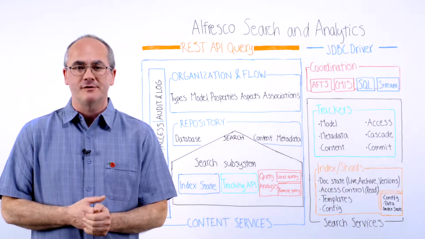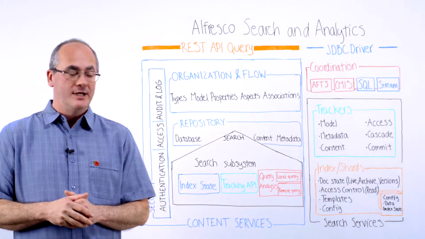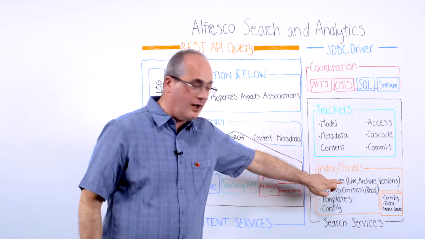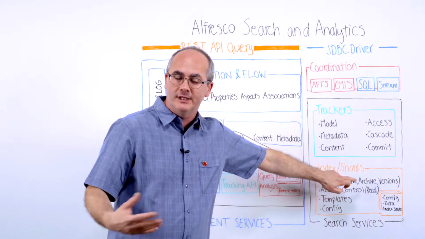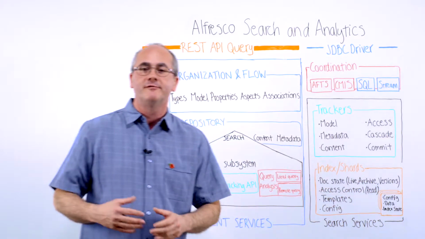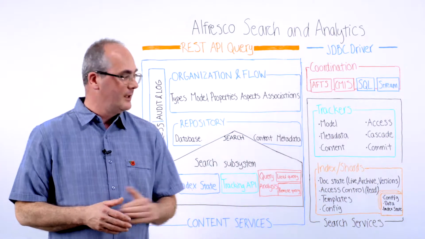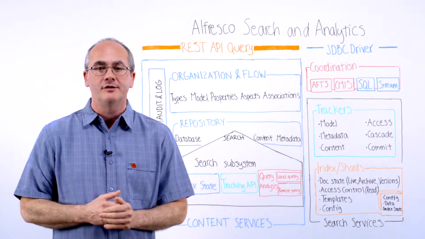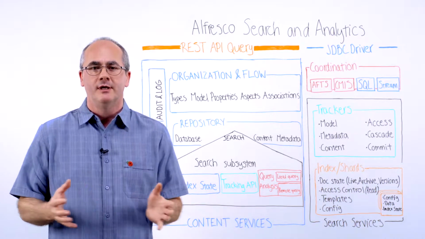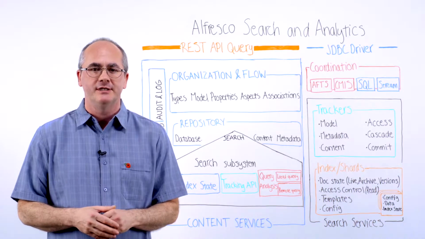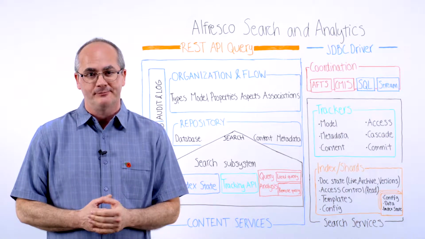There are several different types of states. We typically index three kinds of things. We index the live documents in Alfresco, we index things that have been archived, ready for deletion, and we index all of the versions that are in Alfresco as well. Those indexes can get quite large, particularly if you keep lots of versions of documents, for example. At some point, you need to split them up for scalability, resilience, and redundancy reasons.